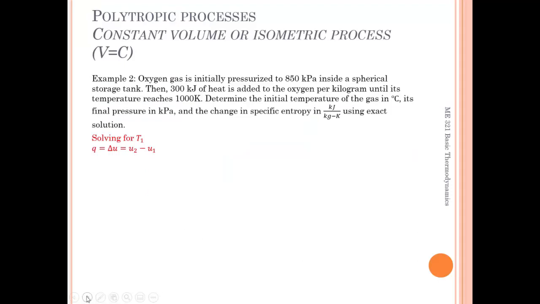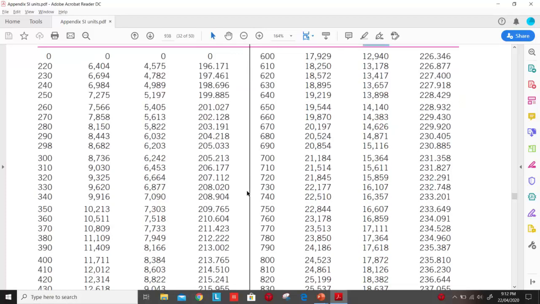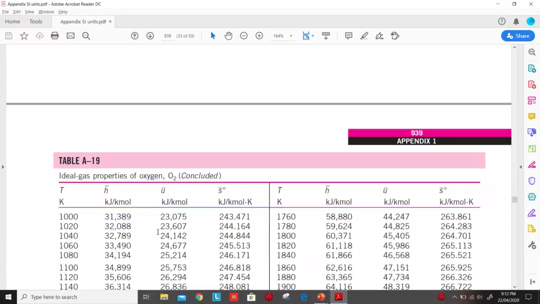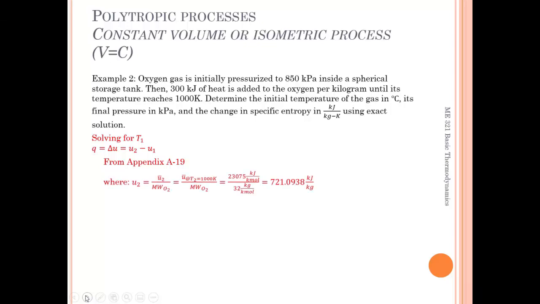So for us to get the values of the final specific internal energy, we divide the U bar value corresponding to 1000 Kelvin in the table by the molecular weight of oxygen. The internal energy per unit mole of oxygen at 1000 Kelvin is given to be equal to 23,075 kilojoules per kilomole. Therefore, dividing this value by the molecular weight of oxygen, we will get 721 kilojoules per kilogram as the value of U sub 2.